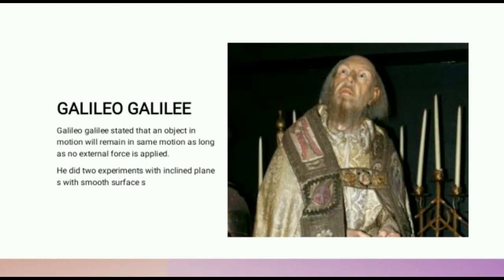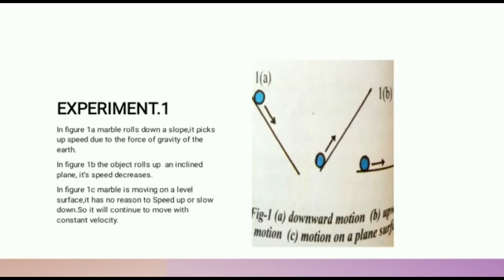But he did two experiments to prove this. He took smooth surfaces. So first we observe experiment 1. All of you see the picture. Here are three pictures. In the first, a marble rolls down a slope.